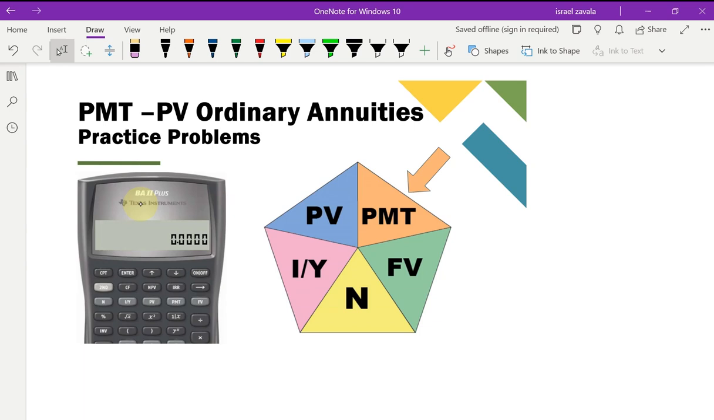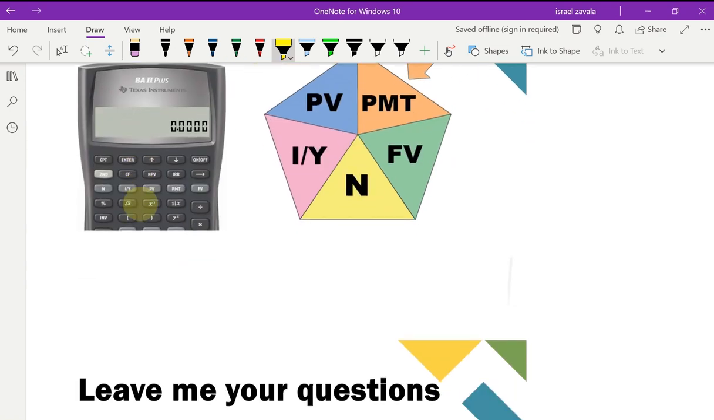Welcome back, students. We're talking about payments today, and we are looking at the present value of a stream of payments. This form of payment is known as an ordinary annuity, okay? All right, let's go ahead and jump into this.